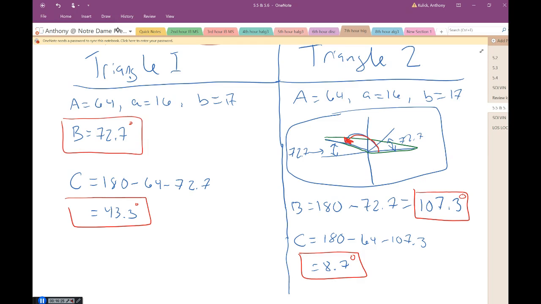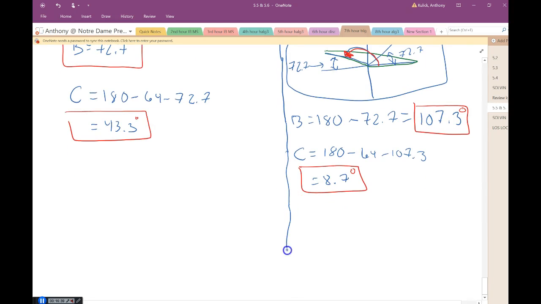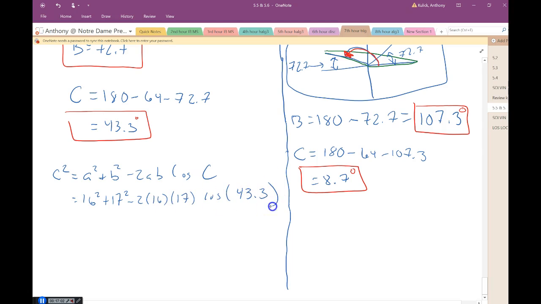Okay, we have one thing left to find. That's side C. To find side C, we could use either the law of sines or the law of cosines. So we have enough information to do both. Anyone with a preference? Law of cosines. Okay. So that tells me C squared is equal to A squared plus B squared minus 2AB cosine C. So that's 16 squared plus 17 squared minus 2 times 16 times 17 times cosine of 43.3. So I'll just type that into my calculator.